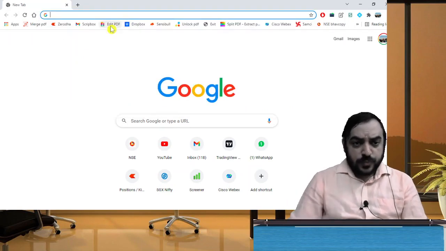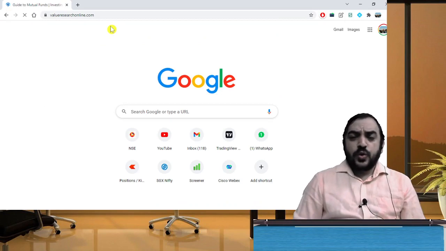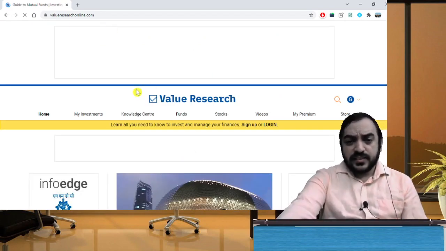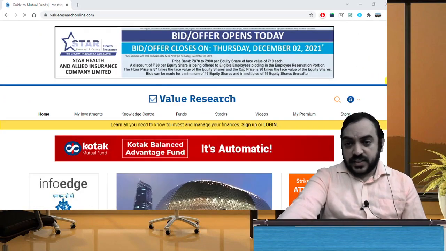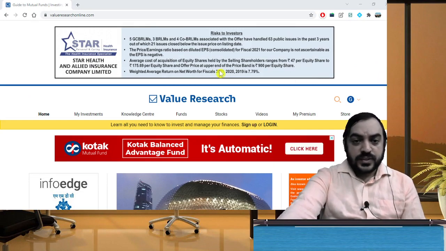So you can go to various mutual funds websites. Let's say I'll go to Value Research Online. We have Money Control. We have Morningstar. Value Research Online, I think, is considered one of the good ones for mutual funds research. Hope it's visible.